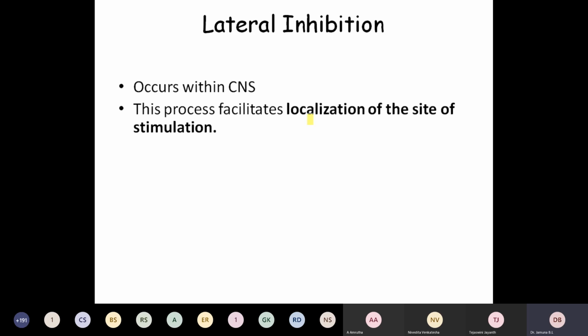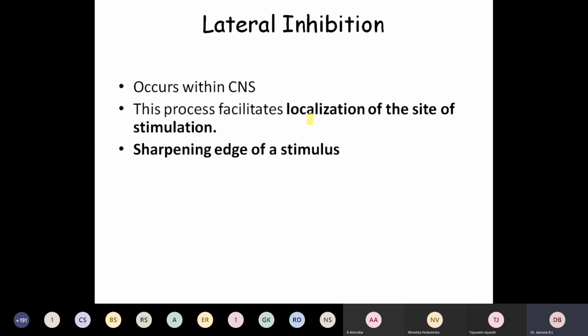Okay, so what is the importance? This is one of the very, very important properties of an action potential. This occurs within the CNS, central nervous system. This process facilitates the site of stimulation, so exact localization is possible because of this important property. And one more significance is that it gives a sharpening edge to the stimulus.